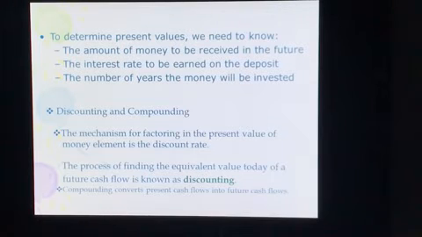Now here is the little difference between discounting and compounding. We need to understand the difference between discounting and compounding. I will give you a very simple example. The process of calculating the future value is called compounding, and the process of calculating the present value is called discounting. The rate we use to calculate the future value is called the compound interest rate, and the rate at which we calculate the present value is called the discount rate.